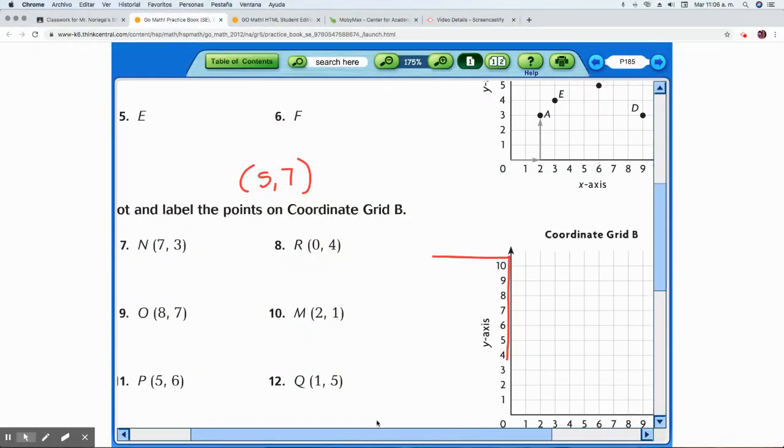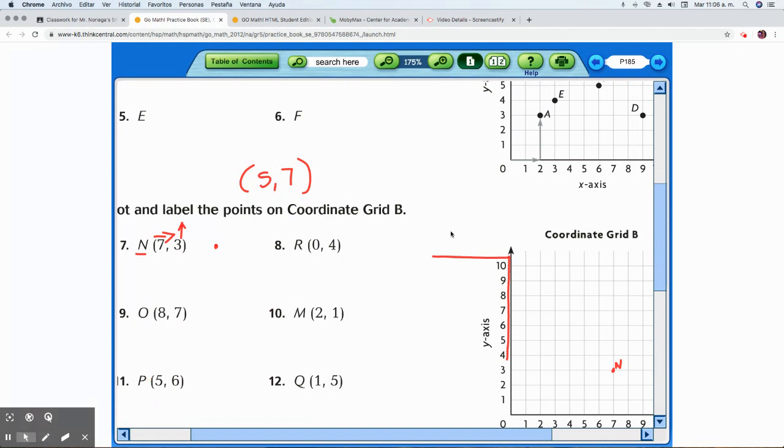You already have the numbers. Remember that the first number tells you how far to walk to the right on the x-axis, and the second number tells you how far to go up on the y-axis. When you place that point, don't forget to label it with letter N. So 7, 3 would be 1, 2, 3, 4, 5, 6, 7, and then 1, 2, 3. You place a point right there and label it with letter N. Same thing for number 8, number 9, number 10, number 11, and number 12.